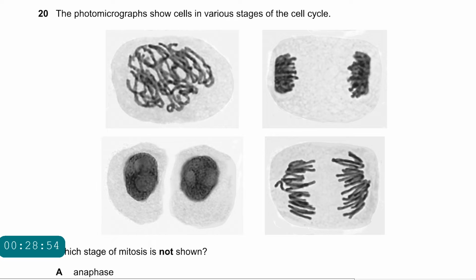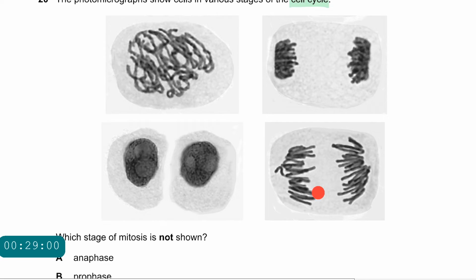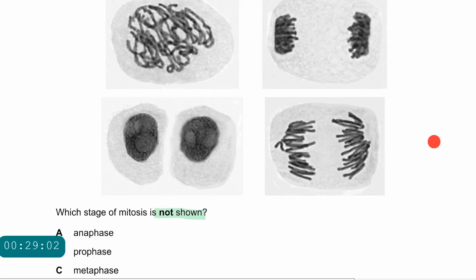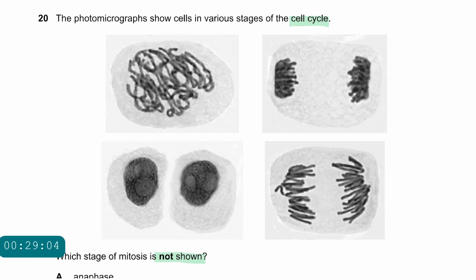20. The photomicrographs show cells in various stages of the cell cycle. Which stage of mitosis is not shown? Let's analyze this. Here we can see condensed chromatids, which are clearly visible to us. This stage is actually prophase. If you see condensed chromatids like this, it's definitely going to be prophase.